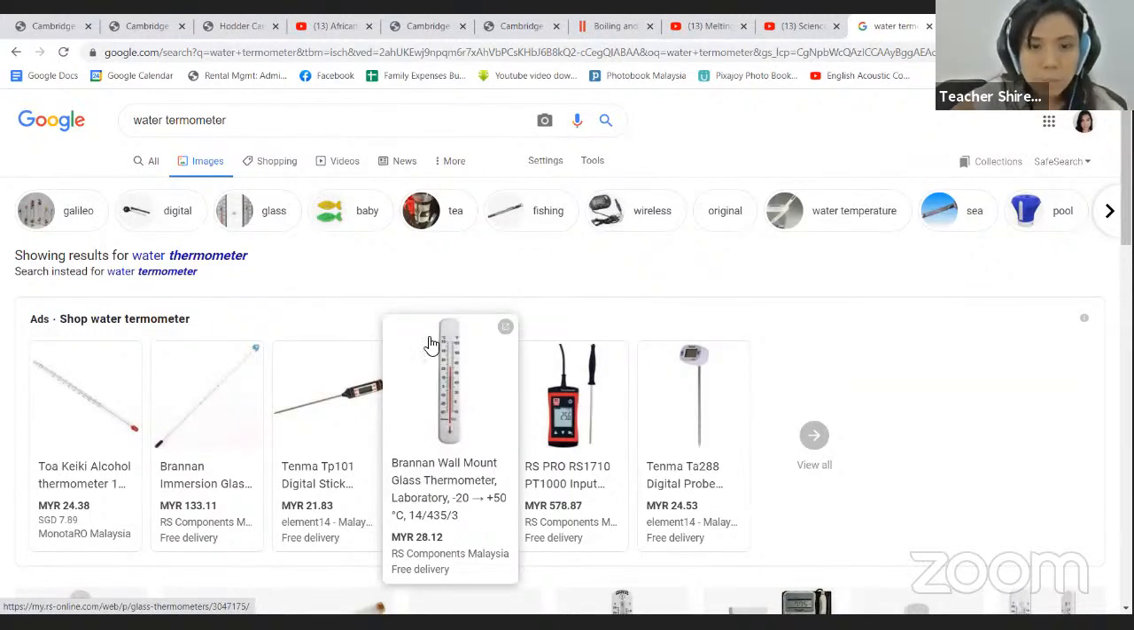it depends on what kind of thermometer. Let's say, for example, a wall thermometer, because it's for temperature of the air. Normally it's maximum 50. It won't be more than 50.